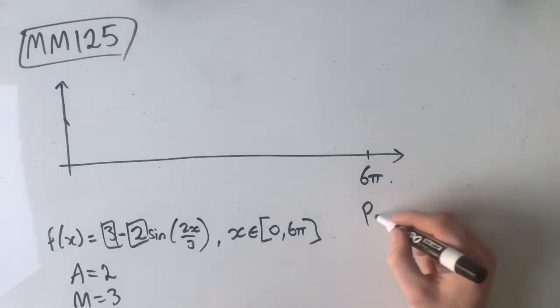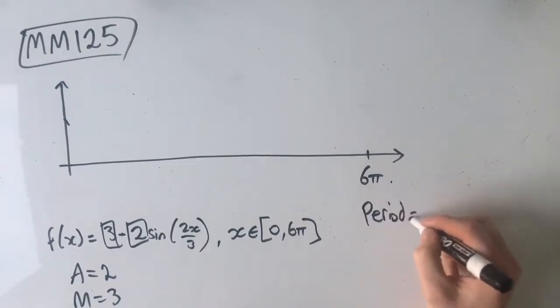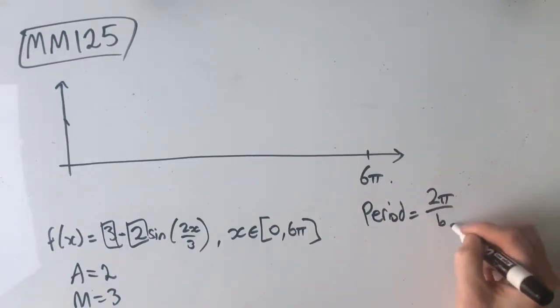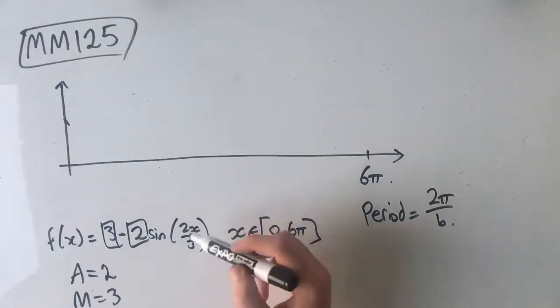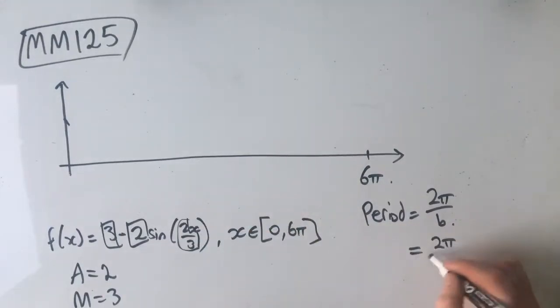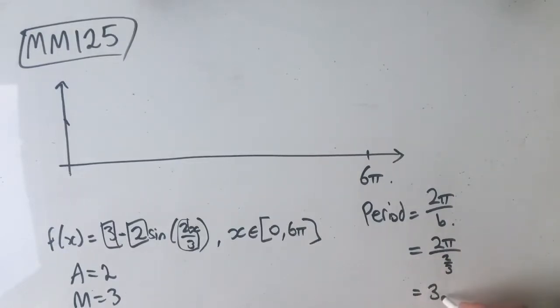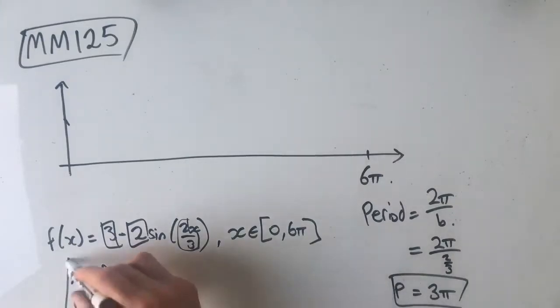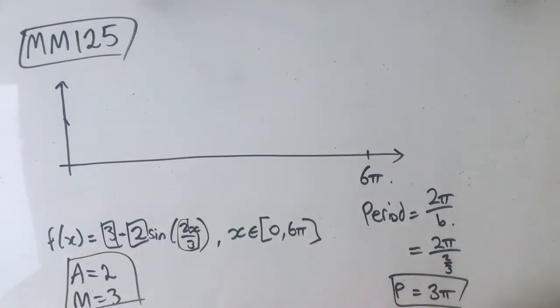Our period is another story. Our period is equal to 2 pi over b, where b is the coefficient of our x value, which is this part here. So our period is equal to 2 pi over 2 on 3, which is equal to 3 pi. So we've got our amplitude and midpoint, and we've got our period, which means we can now sketch it.